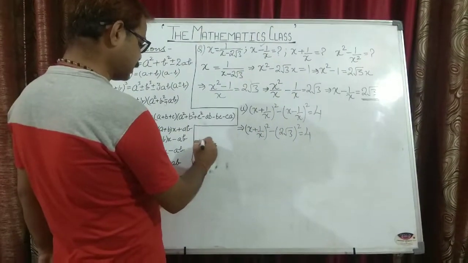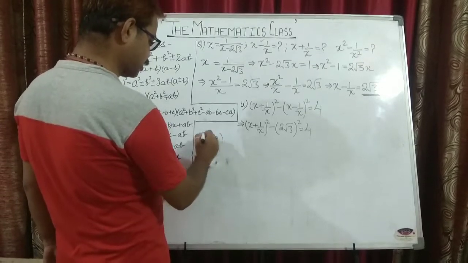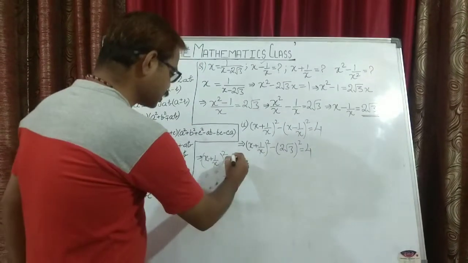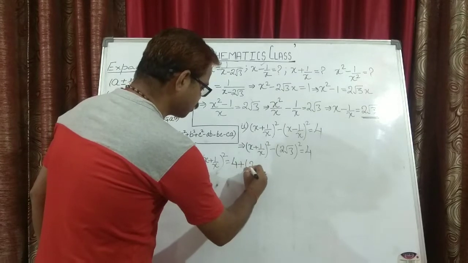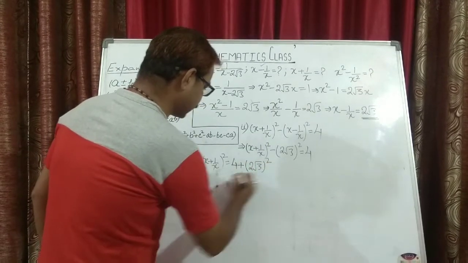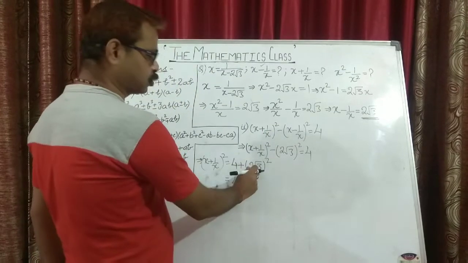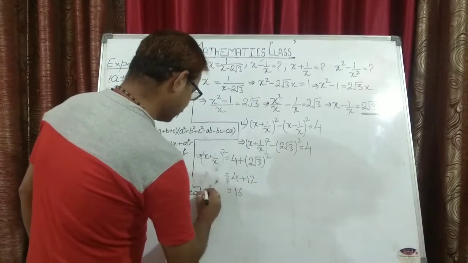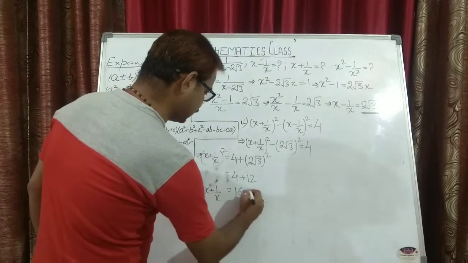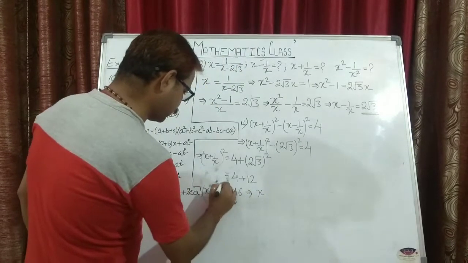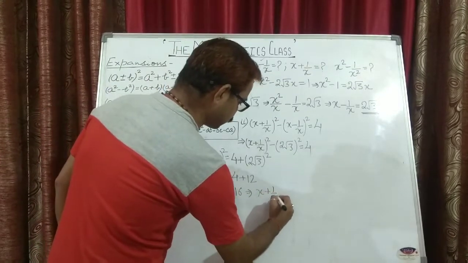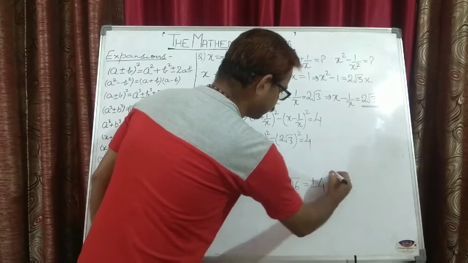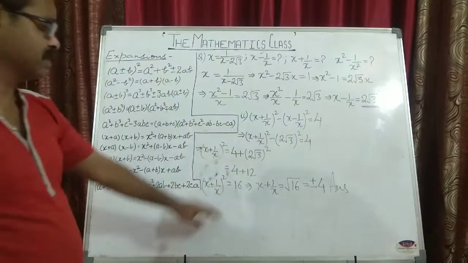So this can be written as (x plus 1 upon x) whole square is equal to, this minus will go to this side, it will become plus, so 4 plus (2 under root 3) whole square. So that is 4 plus, 2 root 3 square is 4 into 3, that is 12. So 12 and 4 is 16. (x plus 1 upon x) whole square is equal to 16. It means x plus 1 upon x is equal to under root 16, and under root 16 you can say plus minus 4. That is the final value of the second part.